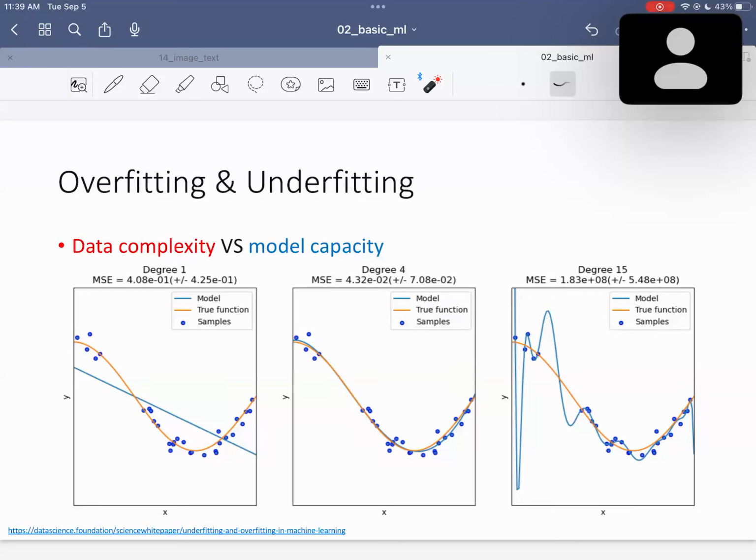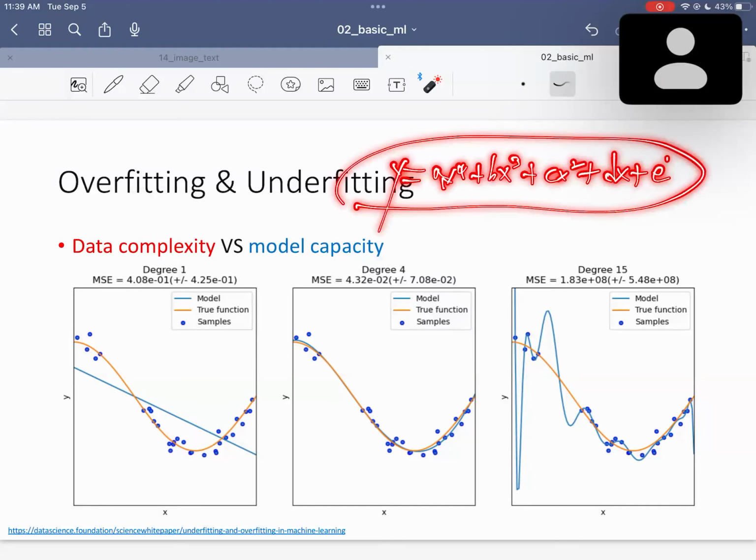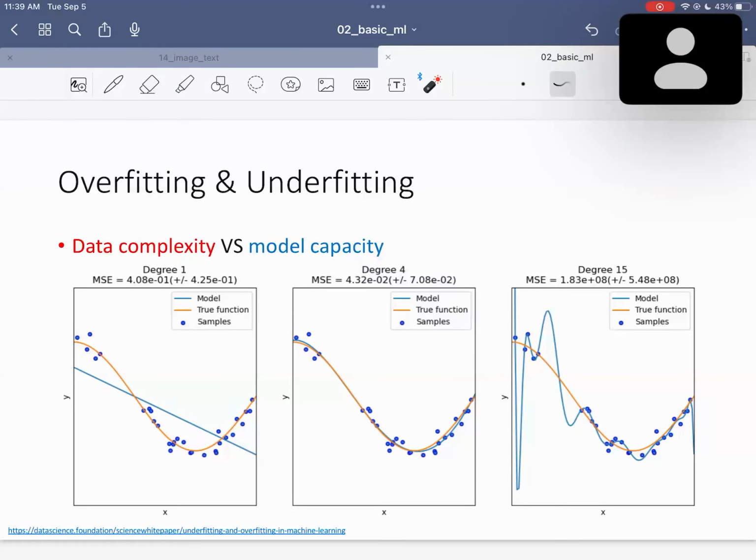If you use a higher capacity function, instead of a linear function, you use a degree 4 polynomial function: ax^4 plus bx^3, cx^2, dx plus e is your function. Then this is your degree 4 function, right? So you have a, b, c, d, e to estimate. You have 5 coefficients to estimate. If you do a good job of that, then your degree 4 function will be very, very close to your true function.